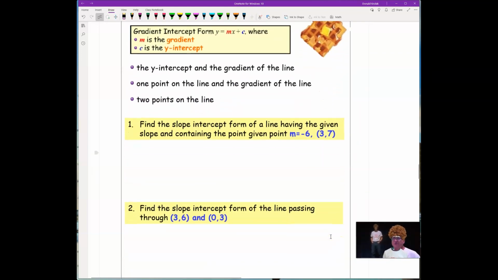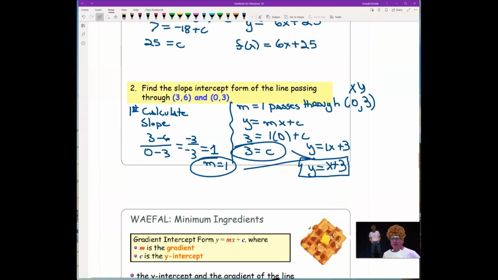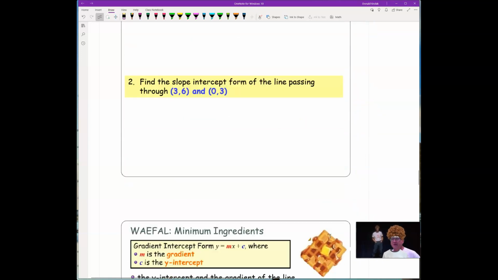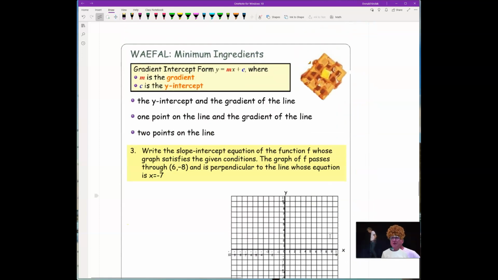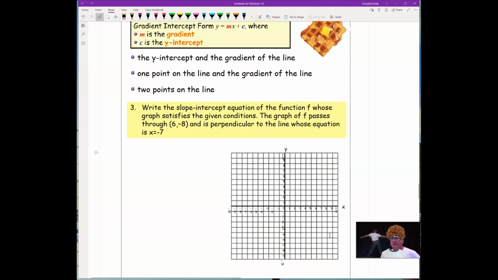Okay, find the slope-intercept form. Now it looks like we just did that, so let's skip that one. Write the slope-intercept equation of the function f whose graph satisfies the given condition. The graph of f passes through (6, -8). That looks like that would be right here. And is perpendicular to the equation x equals negative 7.